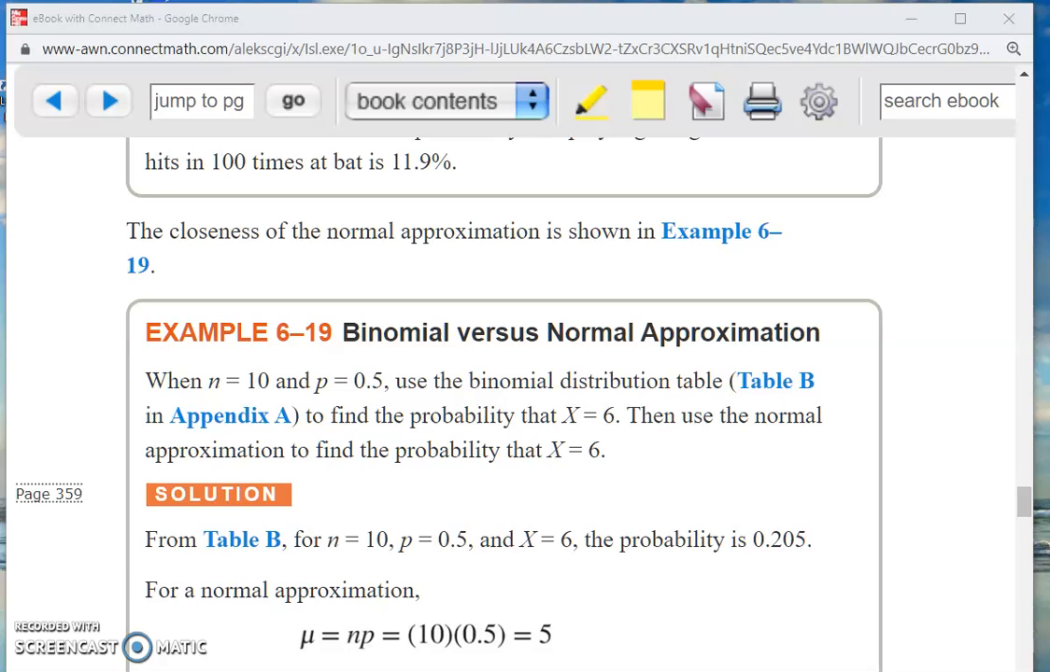Okay, so this is section 6-4. This is video number 3.